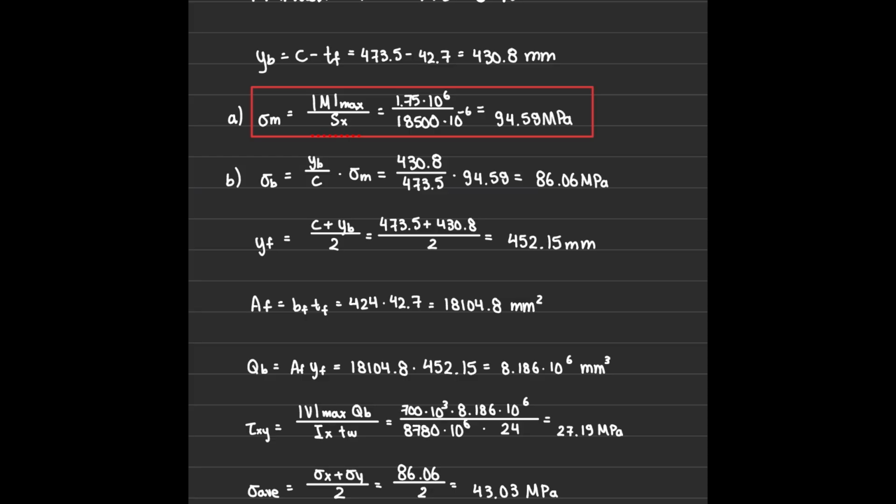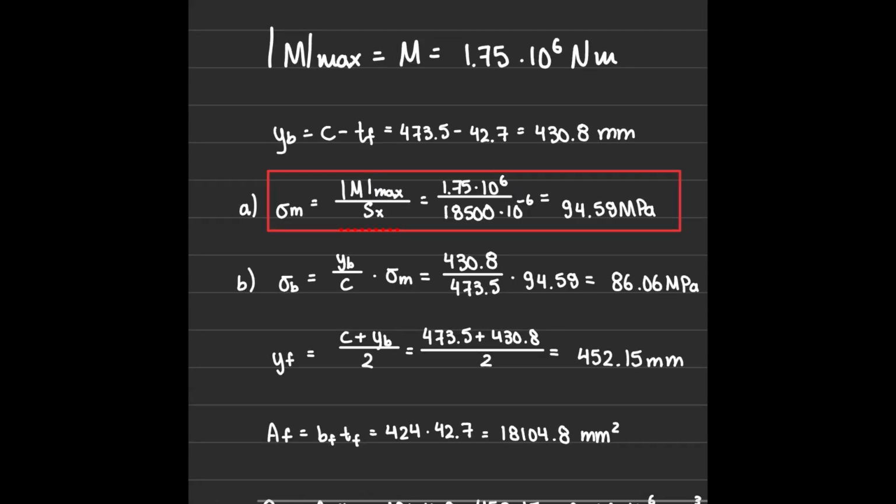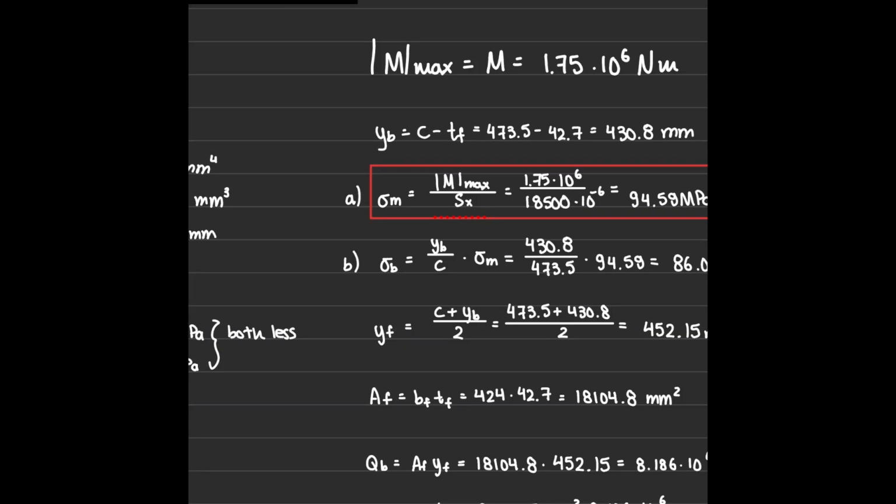Moving on to part B, the problem asks for the maximum principal stress, specifically at the junction of the flange and the web. This is a critical region because it experiences a dangerous combination of both bending stress and high shear stress. First, let's find the exact vertical location of the junction, which we'll call YB. We find it by taking the distance of the outer edge, C, and subtracting the thickness of the flange. Both are given from the tables, and we get the result of 430.8 millimeters.